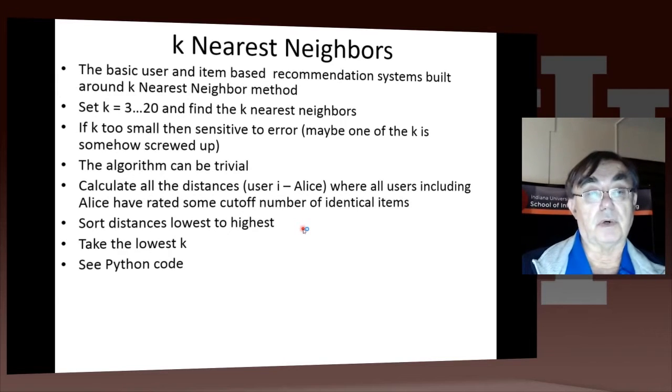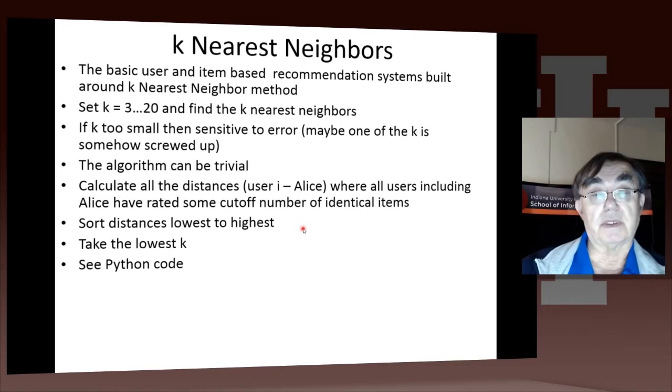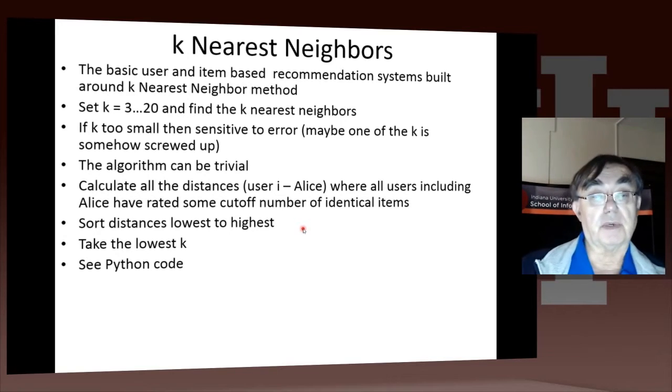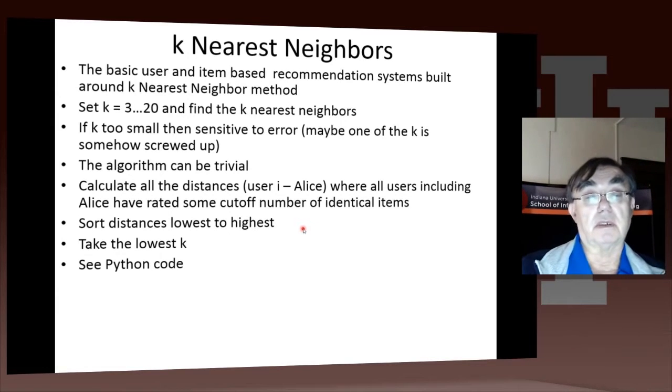All you do is calculate all the distances between, in this case, since this is user-based collaborative filtering, users and Alice. And then you identify those users which are near Alice. If you have K of 3, you identify the 3 users that are nearest Alice. And if K is 20, you identify the 20 users that are near Alice. And then you use some formula to take those 3 to 20 users, or it could, of course, be bigger, and use that to help predict what Alice would like.